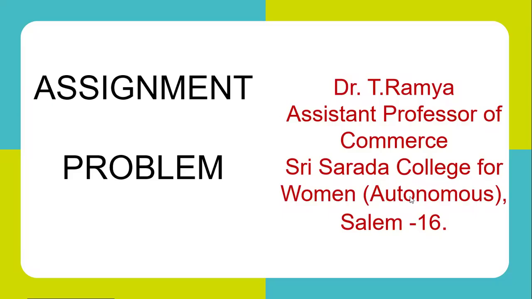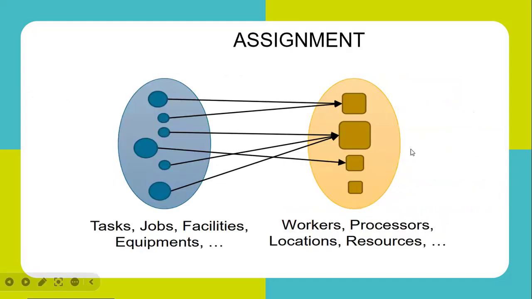Hello everyone. The topic to be discussed now is the assignment problem in operations research. Assignment is usually a method of allocating tasks, jobs, facilities or equipment to workers, processes, locations and resources. Every organization in its production process tries to find an optimal solution in the allocation to minimize the cost.